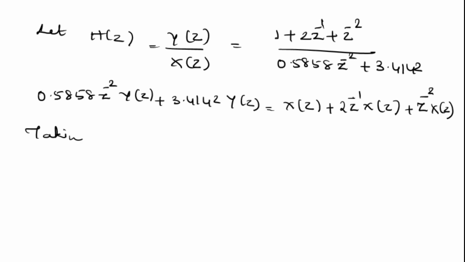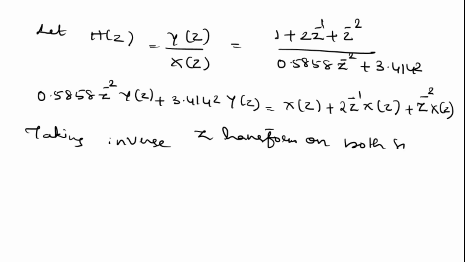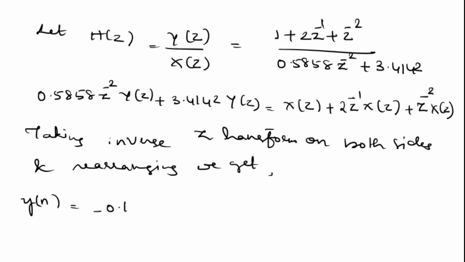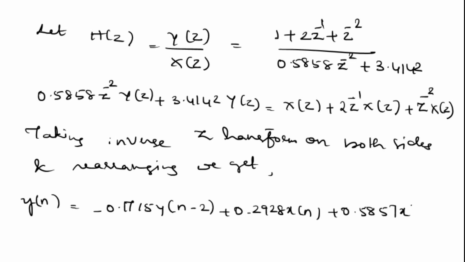Now taking inverse z transform on both sides and rearranging, we get y(n) is equal to -0.1715 y(n-2) + 0.2928 x(n) + 0.5857 x(n-1) + 0.2928 x(n-2). This is the required answer.